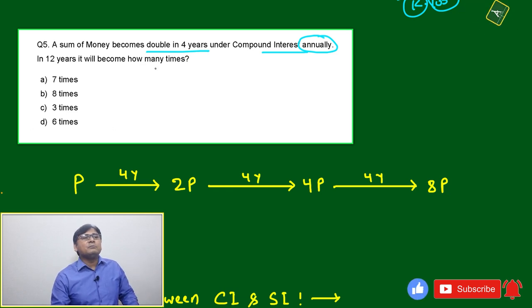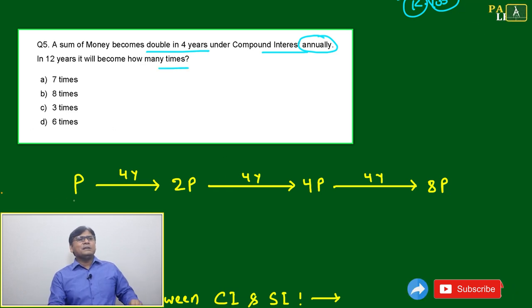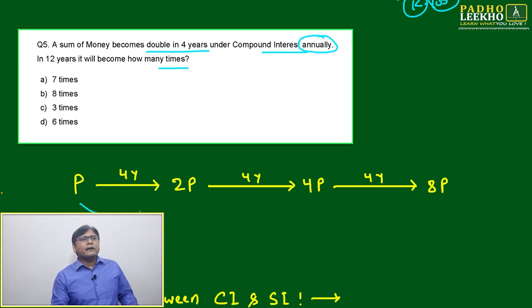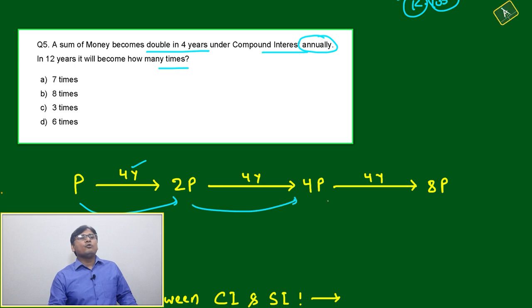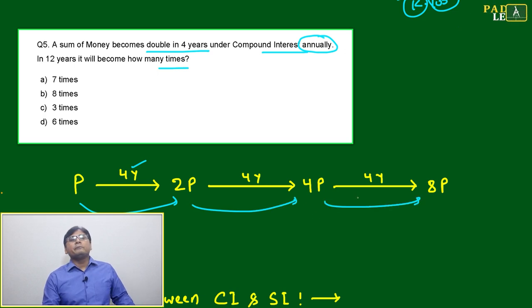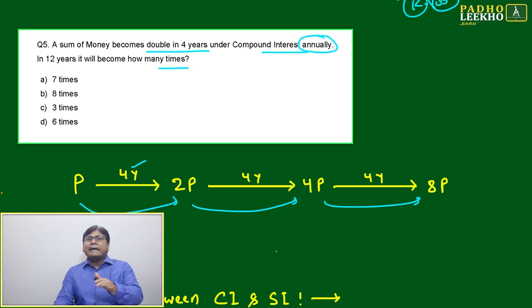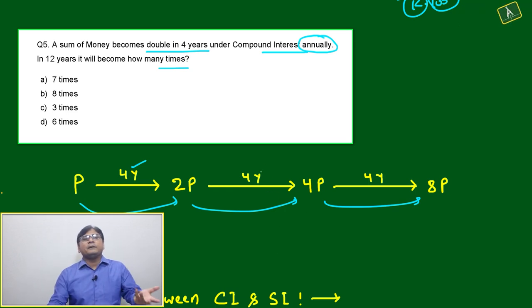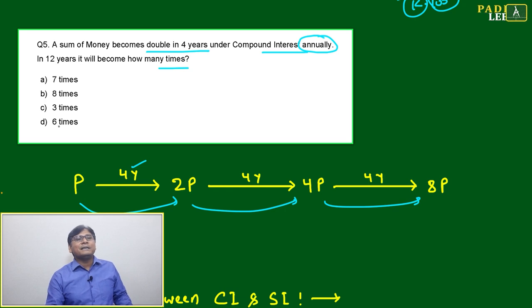In 12 years, it will become how many times? Now it is annually, so we'll make one flow diagram. P is becoming 2P in 4 years. Again it will become 4P, and again it will become 8P. P becomes 2P in 4 years, 2P becomes 4P in the next 4 years, and again in the next 4 years, 4P becomes 8P.